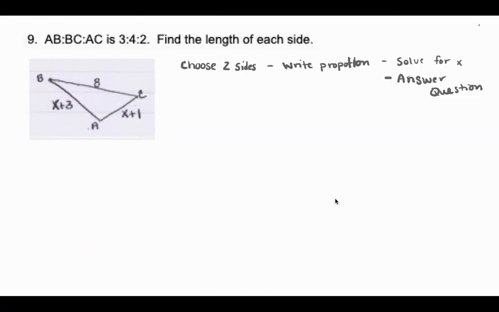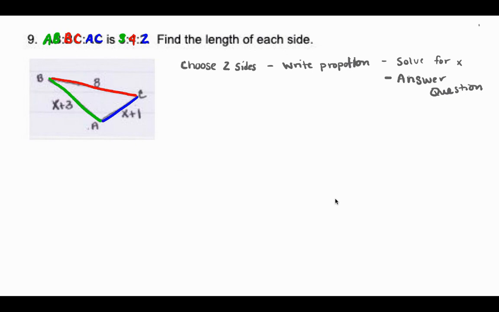Our last example is actually using ratios to compare the 3 sides of a triangle. So we have our 3 sides of the triangle, we have a ratio, and we have measurements. So if you look, we have our 3 sides. We have the side AB, which goes with the 3 within the ratio and has a measurement of x plus 3 in the diagram. We have the side BC, which goes with the 4 in the ratio and has a measurement of 8 in the diagram. And we have AC, which goes with the 2 in the ratio and has a measurement of x plus 1 in the diagram.